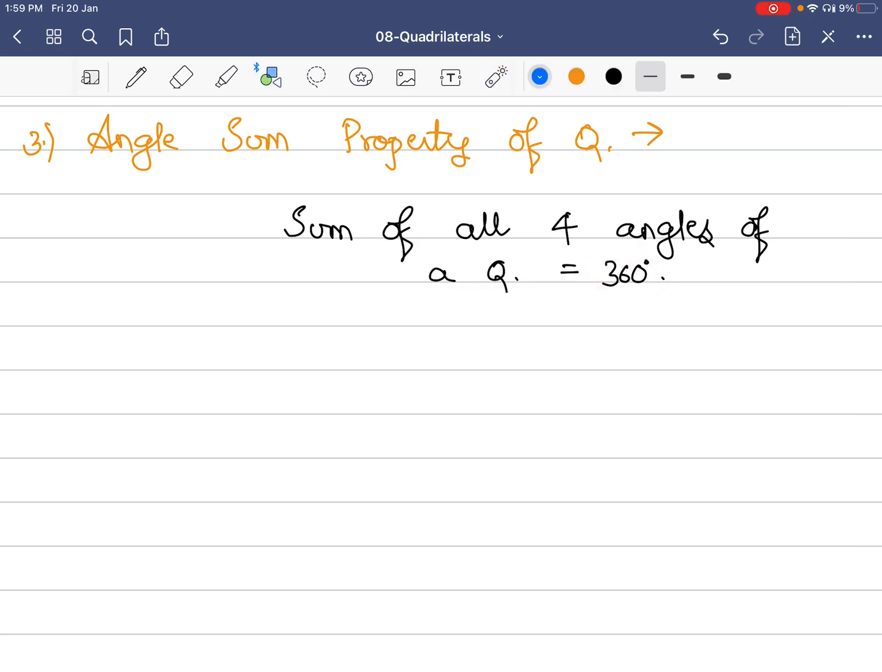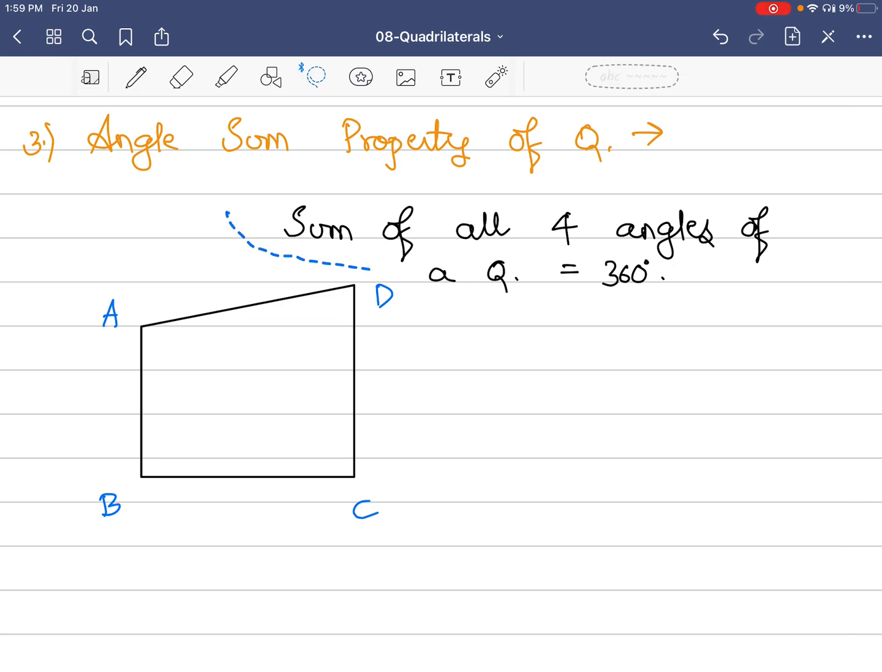So, let us draw a quadrilateral quickly for our understanding. Visuals are very important. We have to visualize. So, this is a quadrilateral. Let's give it a name. Let's name the vertices. So, A, B, C, and D. Now, what the property says is, let me try to get it a bit away.